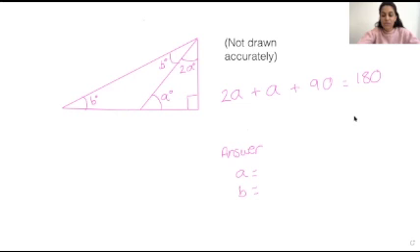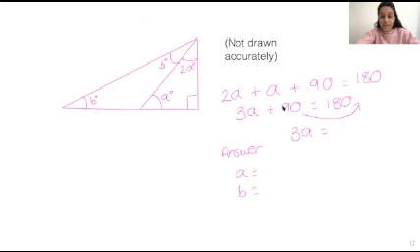So let's group together the a's. So we have 2a plus another a, which equals 3a. Plus our 90 equals 180. Now we need to get this 3a by itself. So if we put 3a here equals, and we need to bring this 90 over to this side.